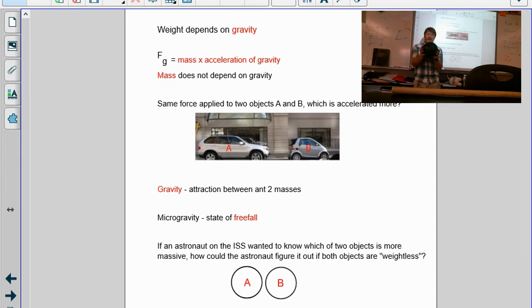The way they could do it is just shaking it. This one is much harder to shake because it's heavier. Let's pretend this looked exactly like that. This is much easier to shake. It has much less mass. It's much more susceptible to a force. Okay.